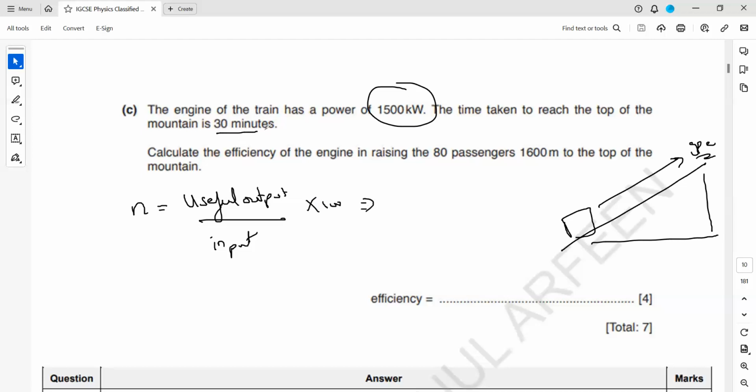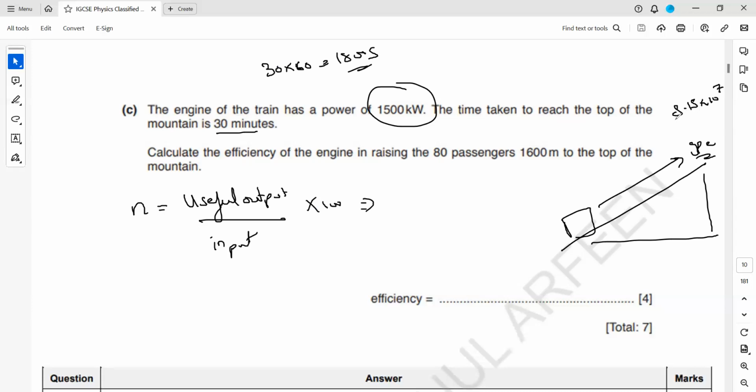The time should always be in seconds, so we convert 30 minutes into seconds: 30 multiplied by 60, so it will be 1800 seconds. Now, how to get the useful output? We already calculated the gravitational potential energy, which was 8.15 times 10 to the power 7.